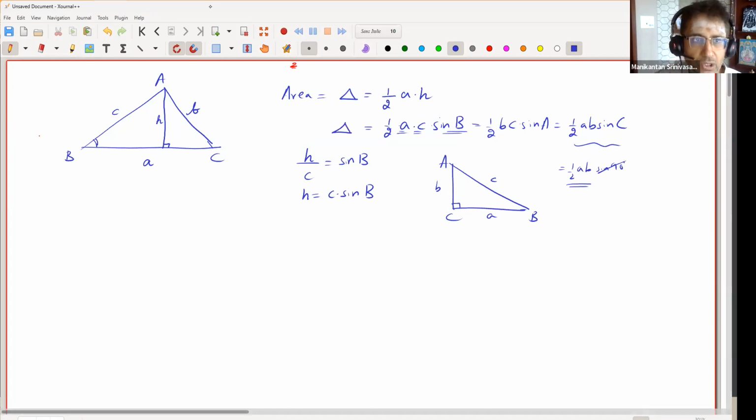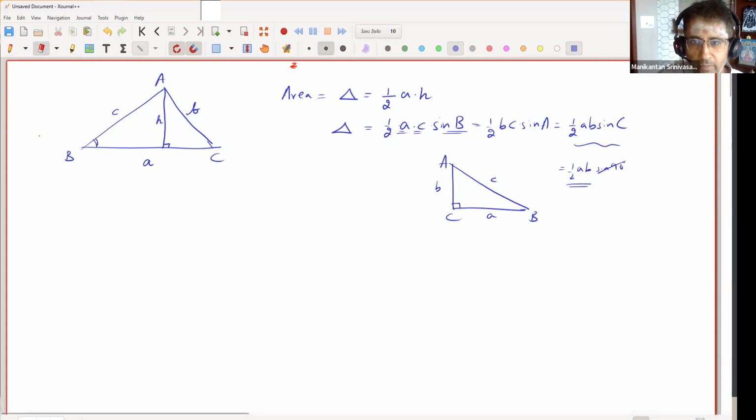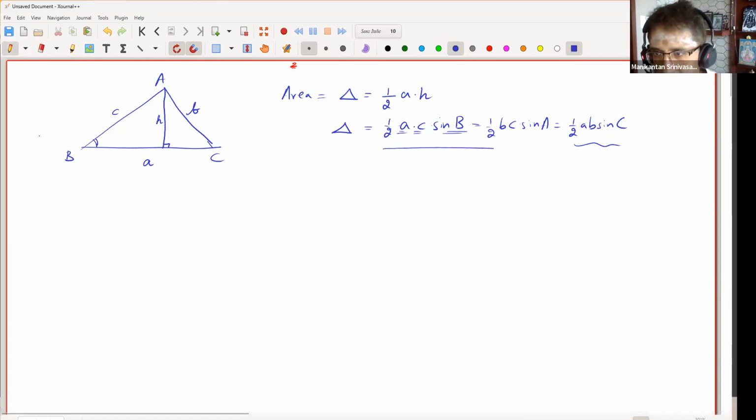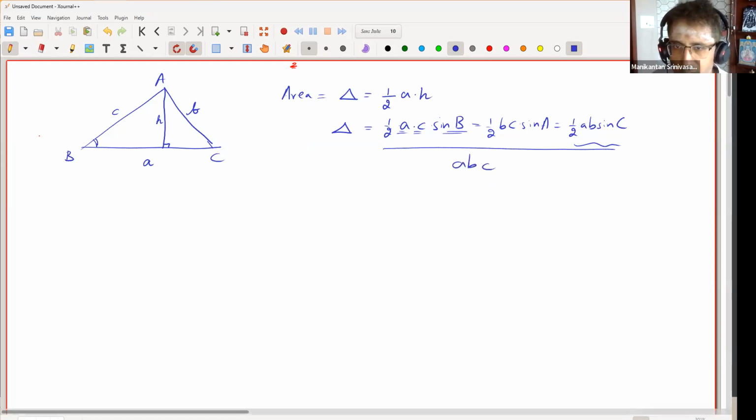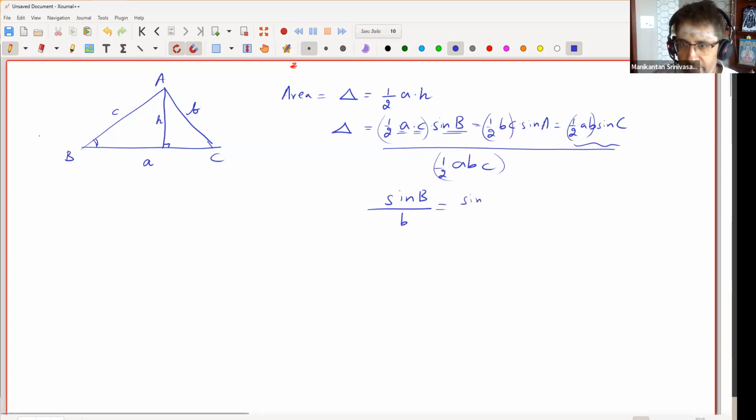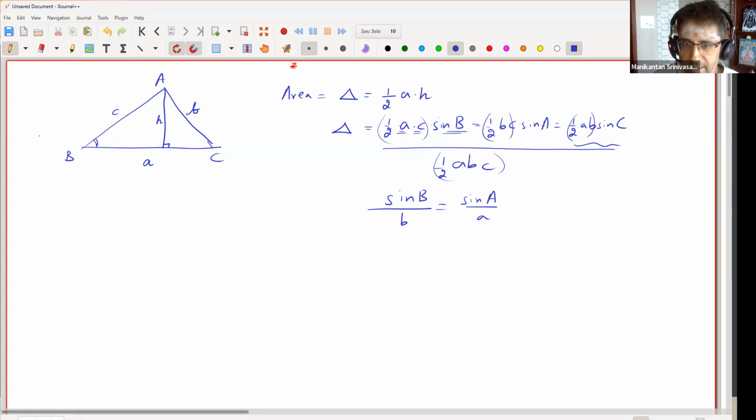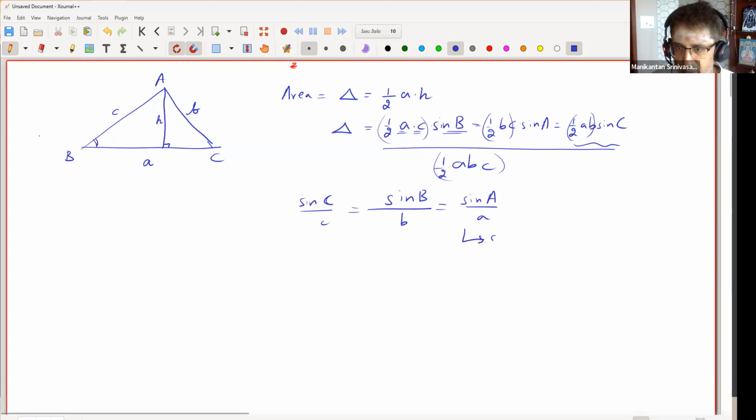Now I can divide throughout by A, B, C. I can divide all the three equations by ABC. In fact, I'll divide throughout by half ABC. So the half gets cancelled and two of the sides get cancelled, leaving only the third side. So sine B by B remains, sine A by A remains, sine C by C remains. I'll write it symmetrically here. So this is the sine rule essentially.